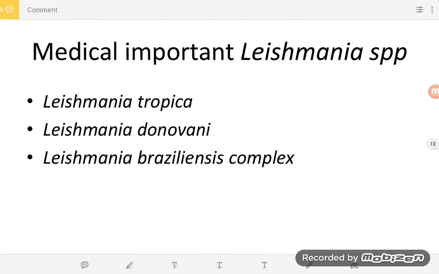Now we will come to the important point, the medical importance of Leishmania species. There are three medically important species: Leishmania tropica, Leishmania donovani, and the Leishmania braziliensis complex. According to the clinical features, we can divide them into three, right? These three are causing different diseases, that means affecting different areas of the human body. That's why we can clinically differentiate these three species.